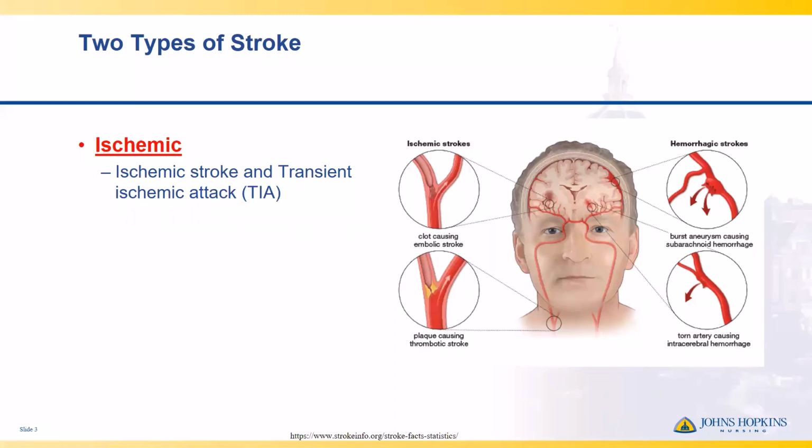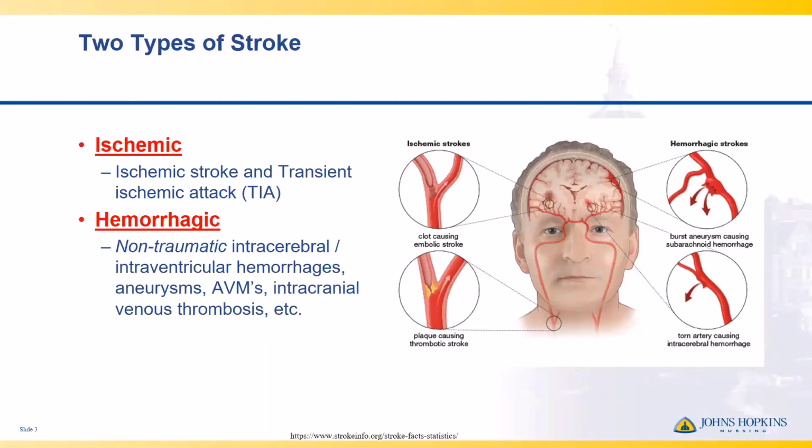There are 2 types of stroke. The first type that we're going to be talking about in this lecture is an ischemic stroke, and this comprises ischemic stroke and transient ischemic attacks. The second type is hemorrhagic stroke, and that encompasses the non-traumatic intracerebral and intraventricular hemorrhages, including those caused by aneurysms, arteriovenous malformations, intracranial venous thrombosis, and other vascular issues. But we're going to be focusing on ischemic strokes here.